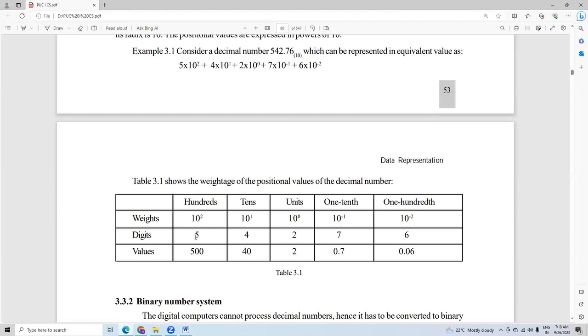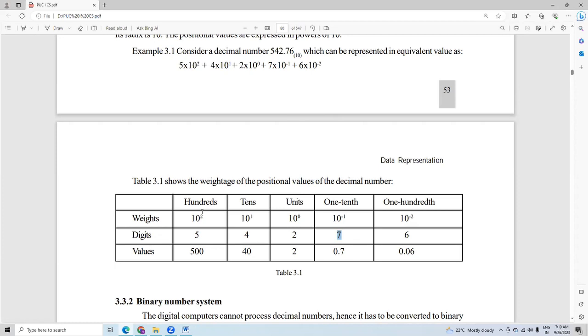So the digit 5, it is in the hundreds position, so it is 10 raised to 2. 4, it is in the tens, so 10 raised to 1, as it is in the second place. And 2, it is in the units part, so 10 raised to 0. And 7, it is after the decimal point and the first digit, so 10 raised to -1. 6 is the second digit after the decimal point, so it is 10 raised to -2.